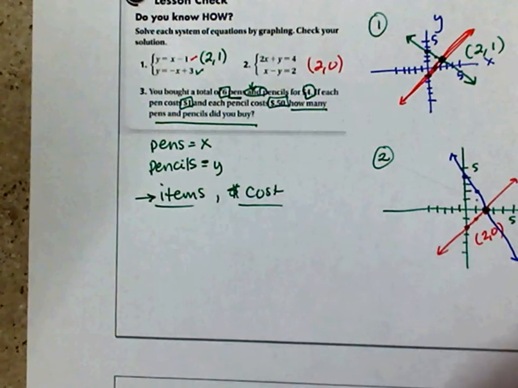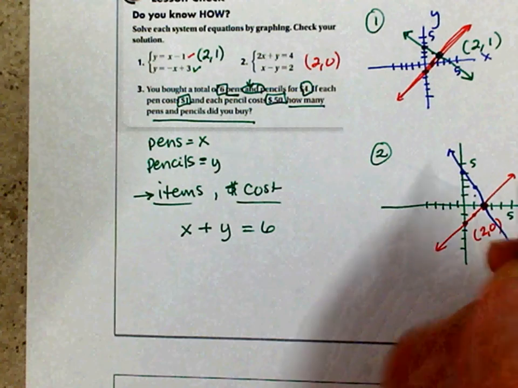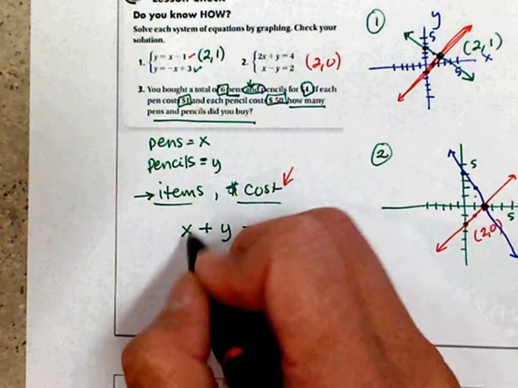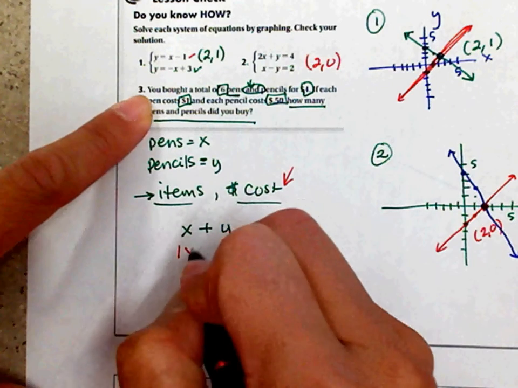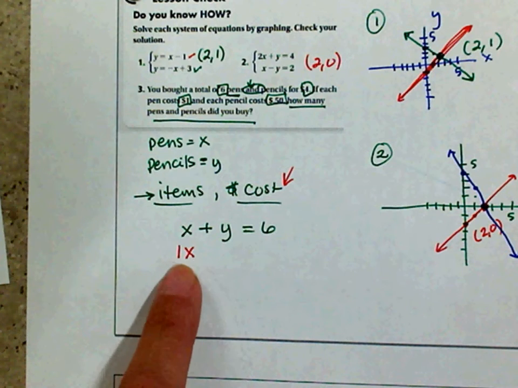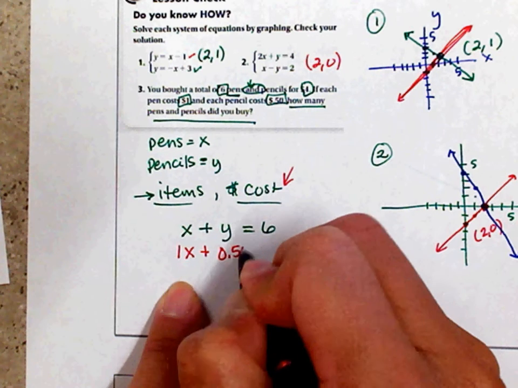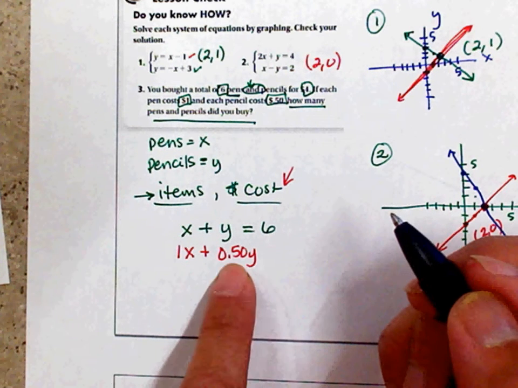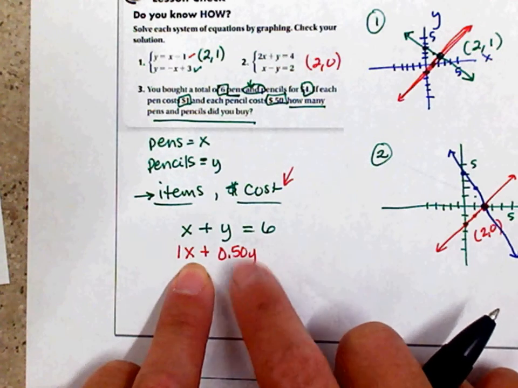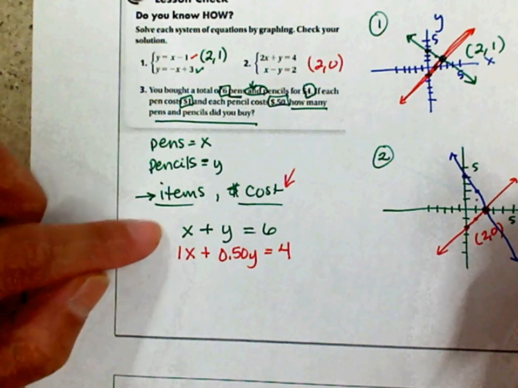You bought pens, and you bought pencils, and you bought 6 of them. There's your first equation. And then you're talking about the cost. A pen costs $1. So if I bought 2 pens, it'll be $2. If I bought 3 pens, it'll be $3. So that's Y is 1 times X. Plus pencils. How much are your pencils? 50 cents. If you bought 1 pencil, it's 50 cents. You bought 2 pencils, it's $1. You bought 3. Do you guys see how we came up with that? How many you buy times the cost. And the total of that is $4. So there you have your two equations.